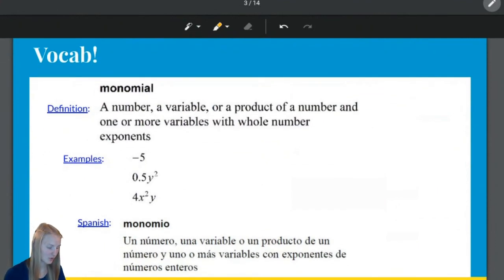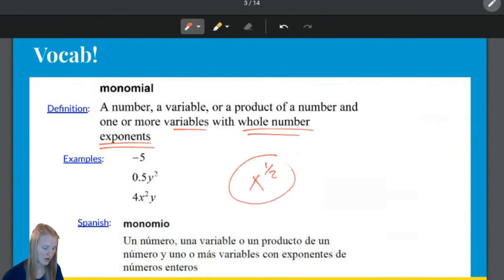So a monomial is a number, variable, or a product of a number and one or more variables with whole number exponents. You must have whole number exponents. If you see x to the 1/2, that is not a monomial, not a polynomial. So, all of these are examples of monomials.